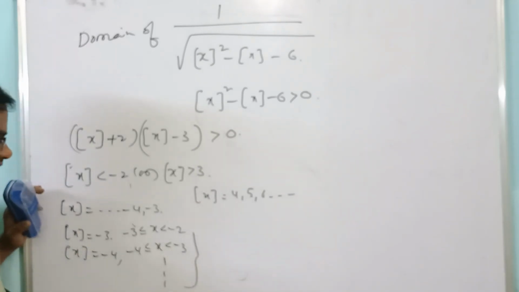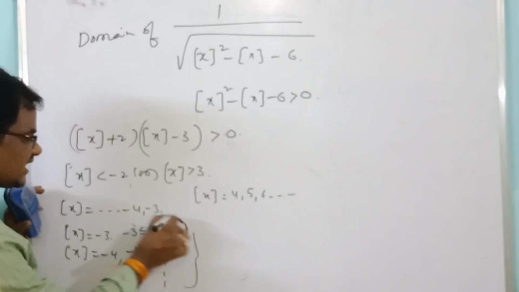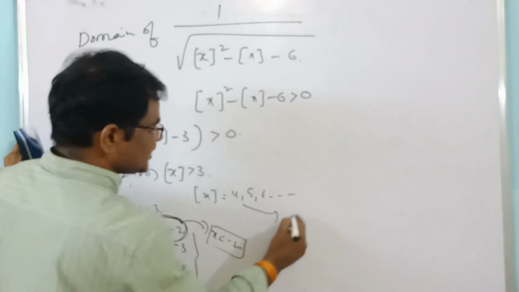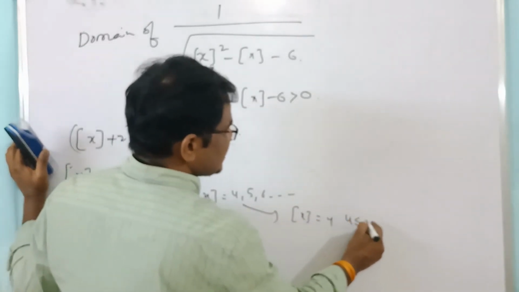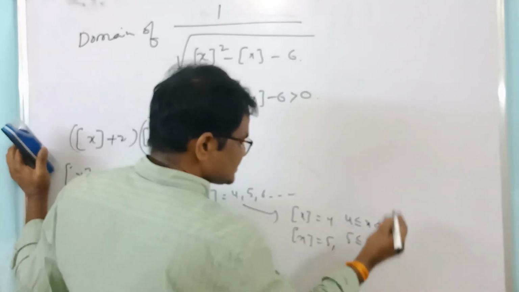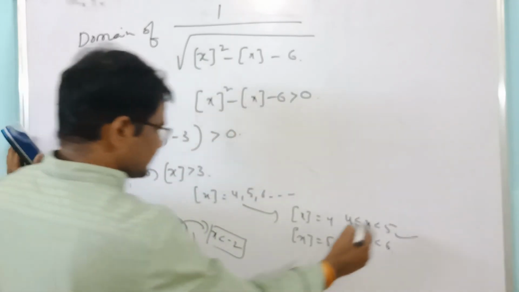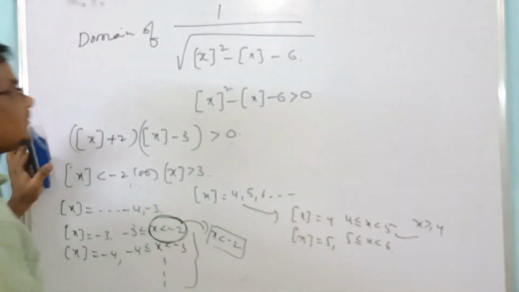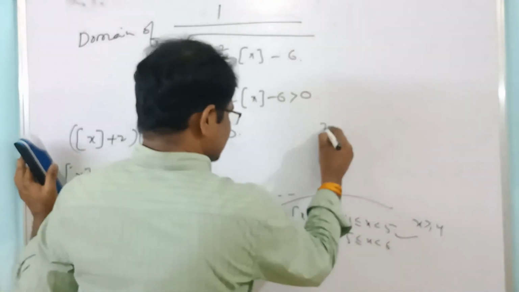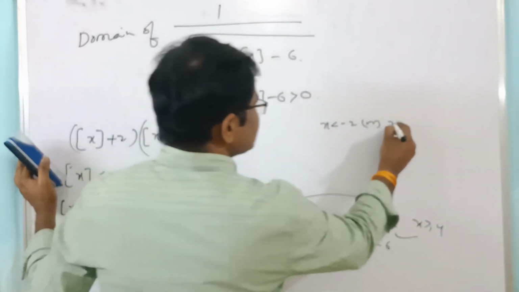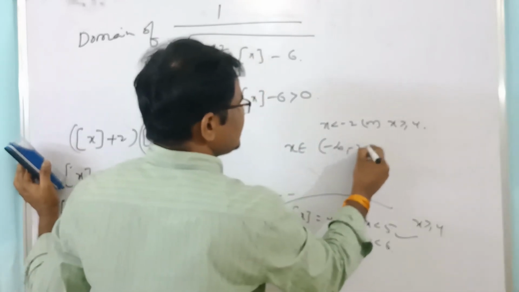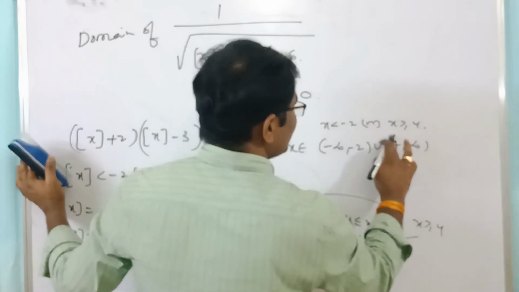So what is the condition here? Less than minus 2. So here x less than minus 2 you got. From this one, if step x equal to 4, 4 less than or equal to x less than 5. Right? If step x equal to 5, 5 less than or equal to x less than 6. Now from this one, what are you observing? x greater than or equal to 4. So what is the condition here? x less than minus 2 or x greater than or equal to 4. Means x belongs to minus infinity to minus 2, union closed interval 4 to infinity.